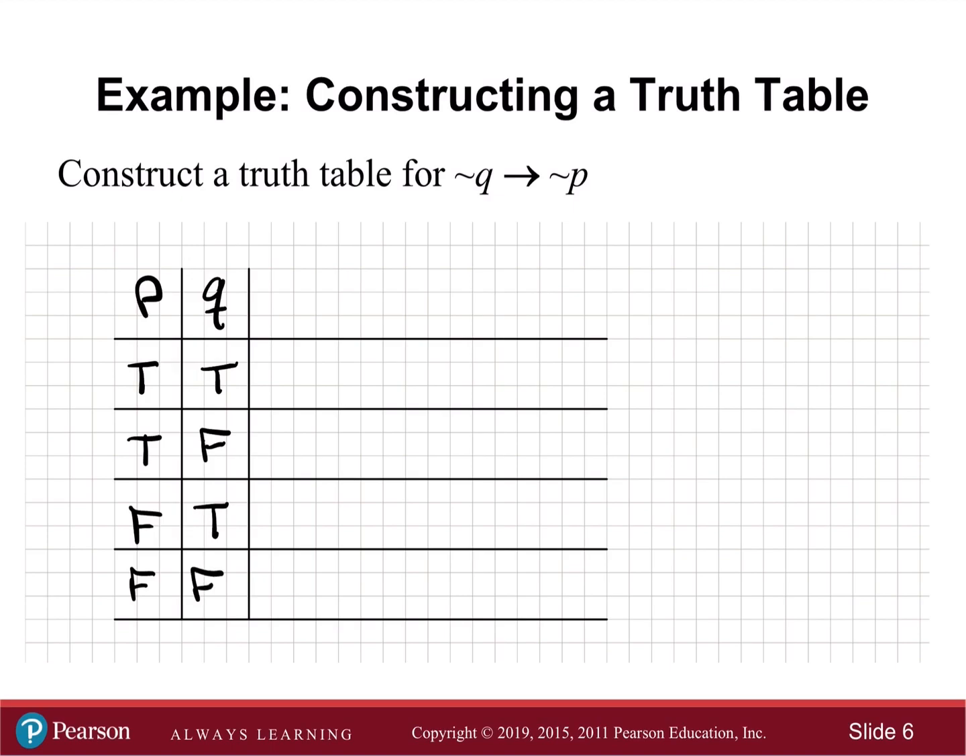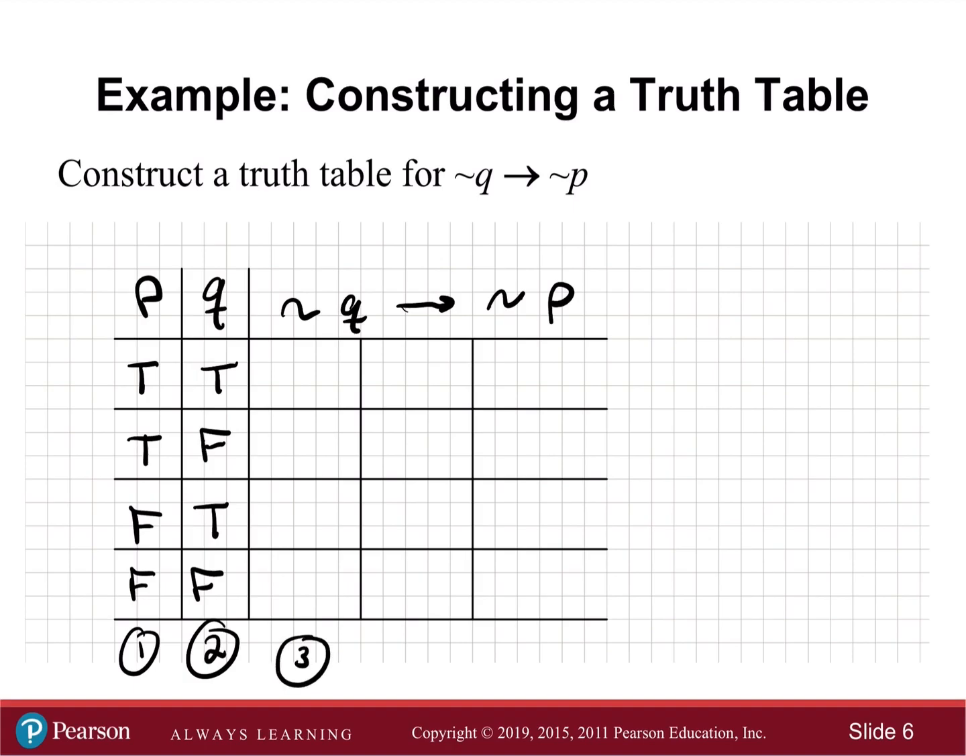So let's get a copy of this compound statement: not Q implies not P. This is a conditional statement, and the most dominant symbol is the conditional. What that means, long story short, is that we do our nots first. So we can do not Q first. Let's put a bar here, copy and paste, and separate it like that. This is our column 1, this is our column 2, and not Q will be our column 3.